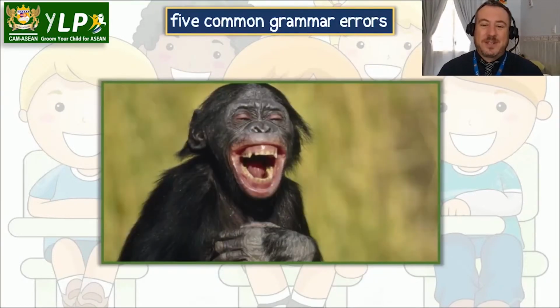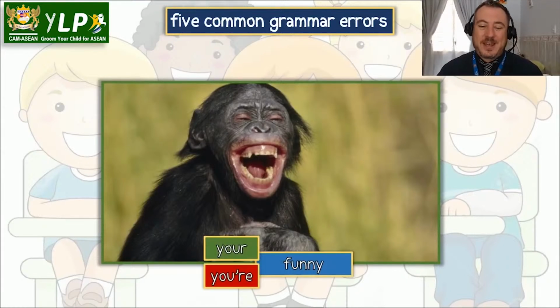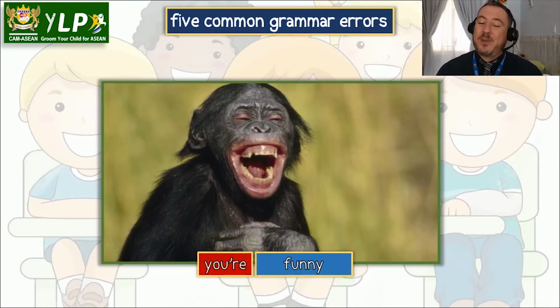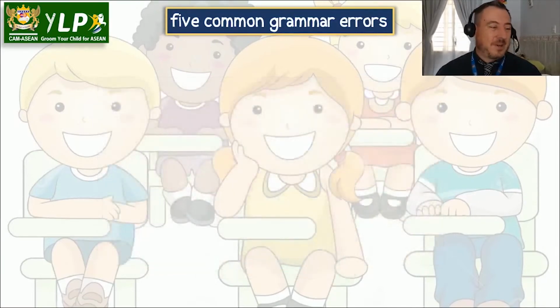Let's look at this one. Oh, this looks a little bit funny. Oh, and that's what it says. You're funny. But is it the green you're funny or is it the red you're funny? Well, the green your means what? Means belongs to you. Something that belongs to you. Does the monkey belong to you? I don't think so. What about the red you're? You are. You are funny. Aha, you are funny. And we know you are funny because the monkey is laughing. Okay, so it's the red you're.